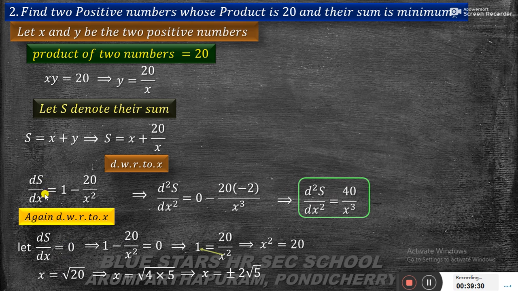So in the next step, ds by dx equal to 0. ds by dx equal to 0 means 1 minus 20 by x square equal to 0. So this is minus 20 by x square, and on the right hand side, 1 equals 20 by x square. Just doing the cross multiplication, x square equals 20. So x equals square root of 20, 4 5s are 20, so plus or minus 2 root 5. This is x equal to plus or minus 2 root 5.